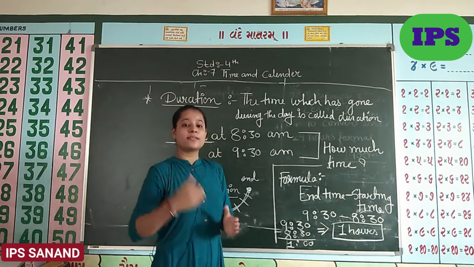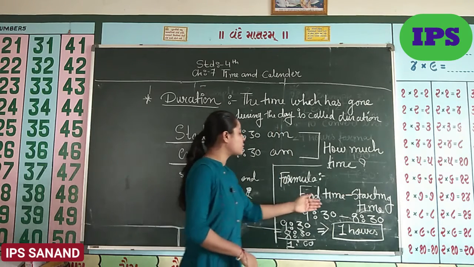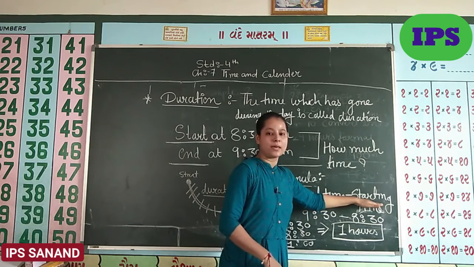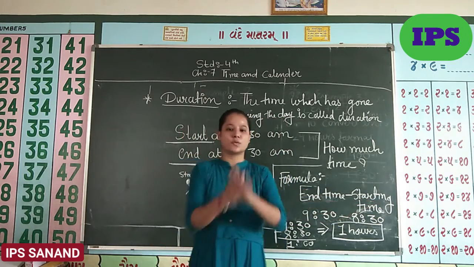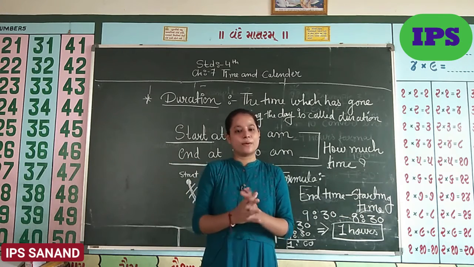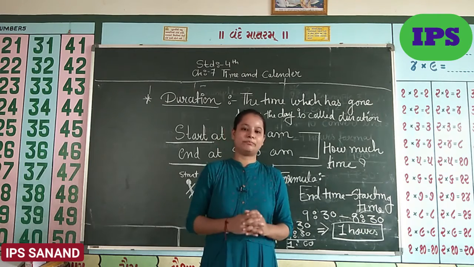So I have given you the example of your Pokemon show. The Pokemon show ended at 6 p.m. and started at 5 p.m. So 6 minus 5, how much? 1. So the duration was 1 hour. Okay. Now I will give you a third example.